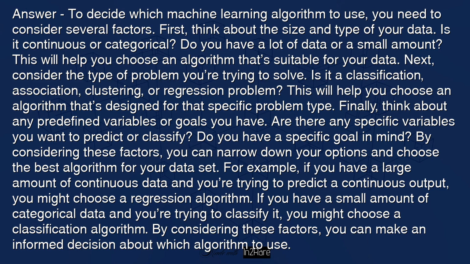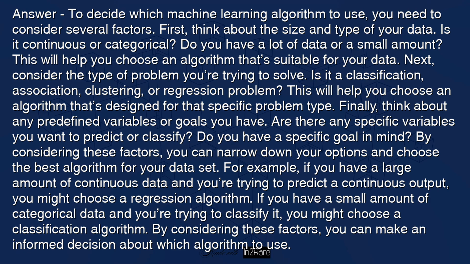Next, consider the type of problem you're trying to solve. Is it a classification, association, clustering, or regression problem? This will help you choose an algorithm that's designed for that specific problem type. Finally, think about any predefined variables or goals you have. Are there any specific variables you want to predict or classify? Do you have a specific goal in mind? By considering these factors, you can narrow down your options and choose the best algorithm for your dataset.